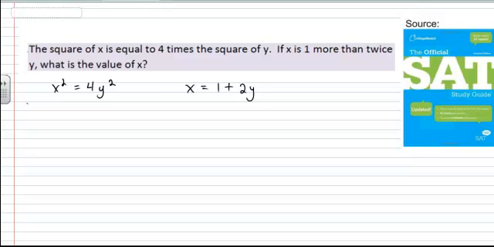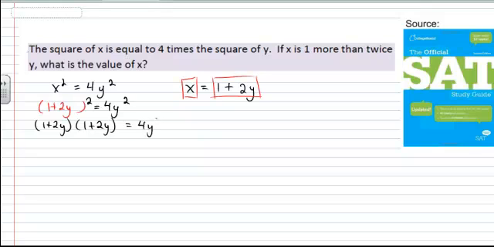So now, if we need to solve for x, it would help to notice that x is already by itself. x is equal to 1 plus 2y. So I can go to the other equation, and wherever I see an x, I can plug in 1 plus 2y. Therefore, 1 plus 2y squared equals 4y squared. And if I'm squaring a binomial, what I want to do is write the binomial twice, multiplying it by itself, and then FOIL it out.